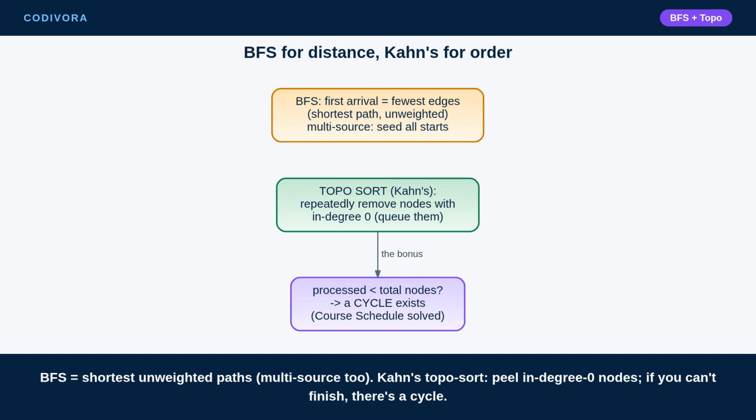Tool 3, Topological sort for dependency order, courses with prerequisites, build systems. Kahn's algorithm is BFS with a twist, compute in-degrees, queue every node with in-degree 0, and repeatedly remove them, decrementing their neighbors, queuing new zeros. The elegant bonus. If you finish having processed fewer nodes than exist, the leftovers form a cycle. So course schedule, can you finish, is answered by the same loop. Order and cycle detection, one algorithm.